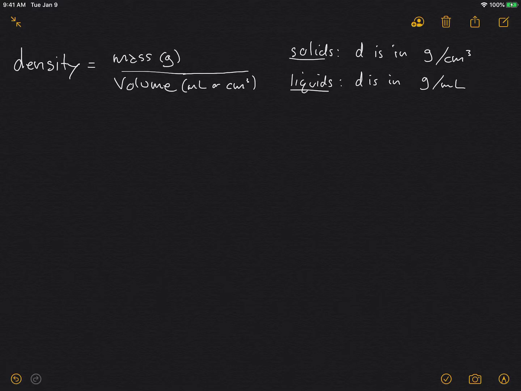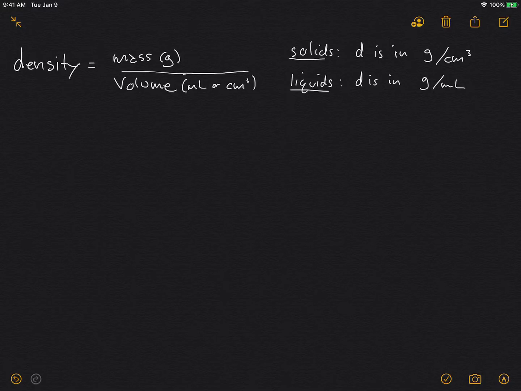So the density is defined as the mass divided by the volume. Mass is normally in grams. Volume is in units of milliliters or cubic centimeters. And this is because of the way we measure different substances. Solids, we usually use grams per cubic centimeter, since you can measure the volume of a solid in centimeters if you measure the width, height, and length in centimeters. And liquids are normally measured in milliliters. So for liquids, normally the density is in grams per milliliter.